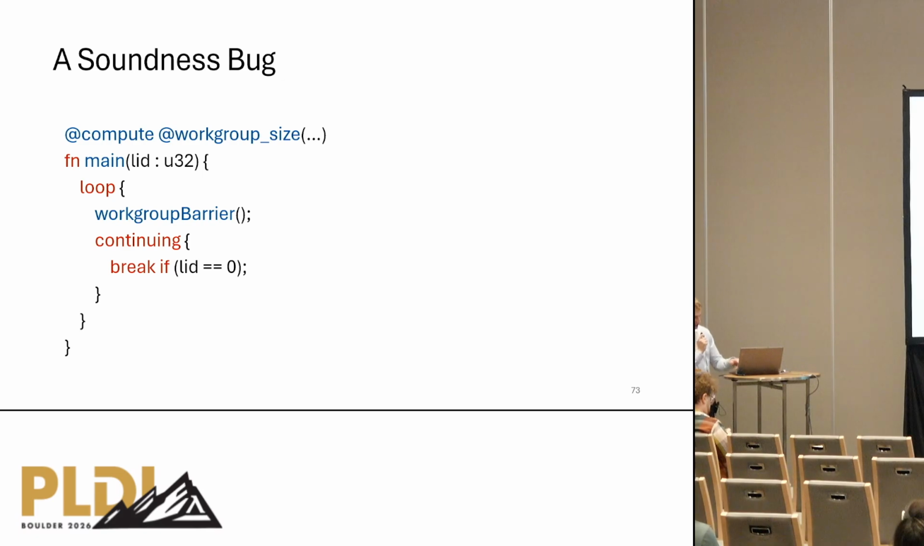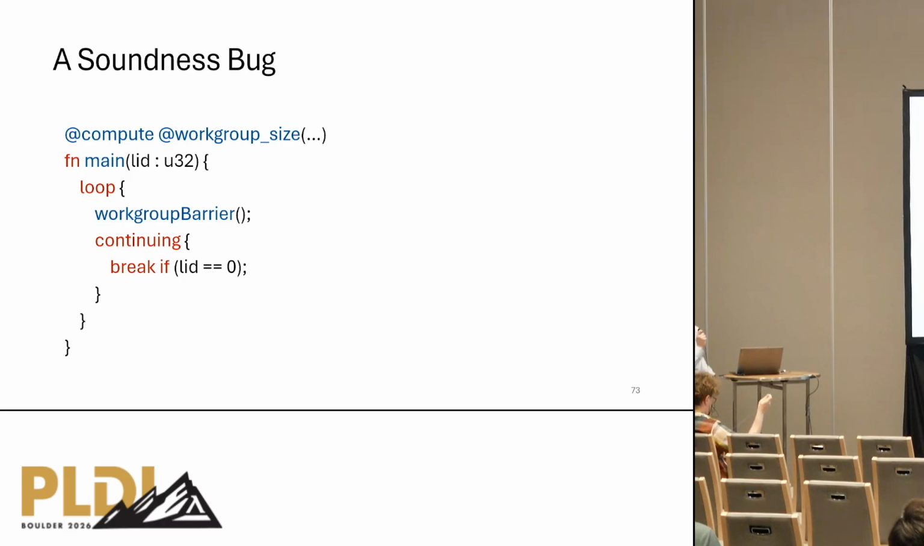During this process of both formalizing the analysis in Alloy and testing implementations with the Alloy formalization, we found a soundness bug. And I'll give a brief explanation of this soundness bug. So looking at this program on the left, you can see that we have a loop. And you can think of that like a while true. It's specific to Wigzel, but it's effectively while true. And at the end of this loop, we have a break if expression, which is going to cause the loop to break if LID is equal to 0 is true.